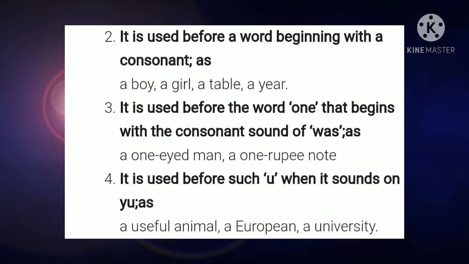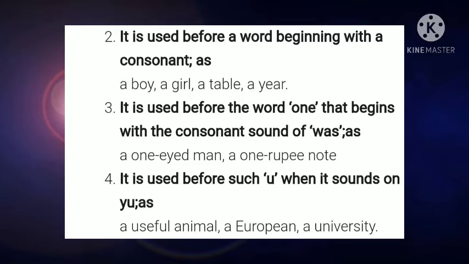First we will see how to use the article a. See the conditions. The first one is that it is used before a word beginning with a consonant sound, which means other than the vowel letters. We all know the vowels: a, e, i, o, u.